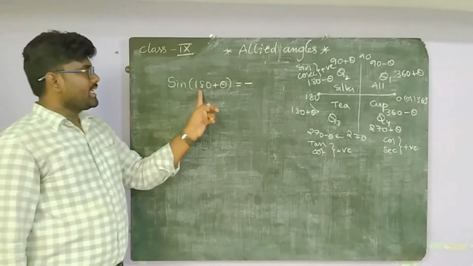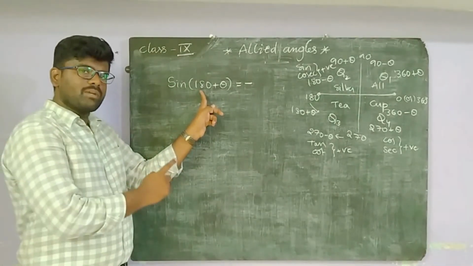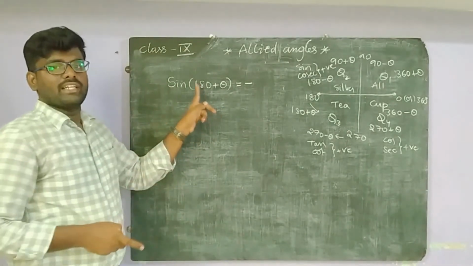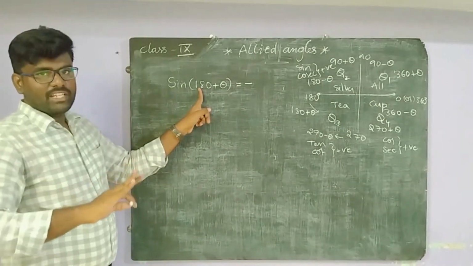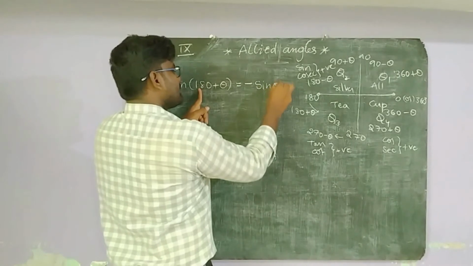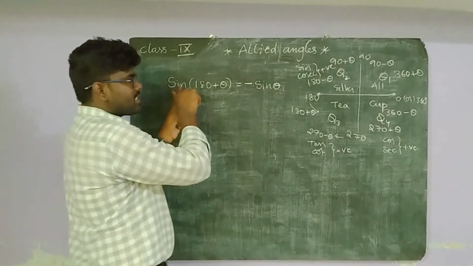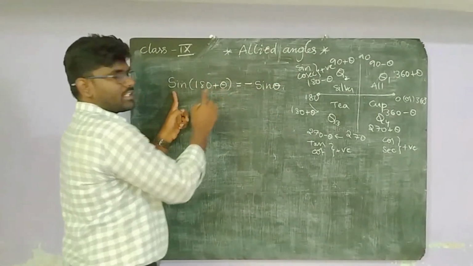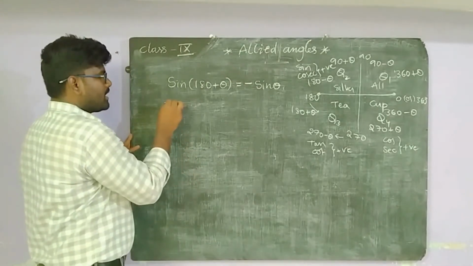Is 180 an even multiple of 90 or an odd multiple? Even multiple of 90. Even multiple of 90 means the trigonometric function doesn't change. That means minus sin theta. The trigonometric function doesn't change, so directly we write sin theta with the negative sign.